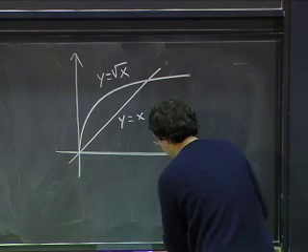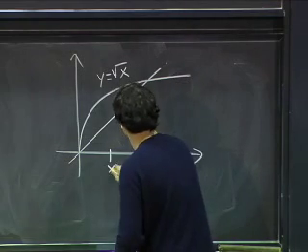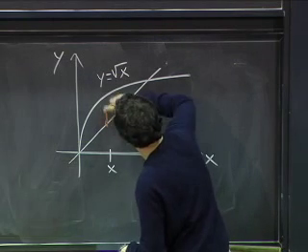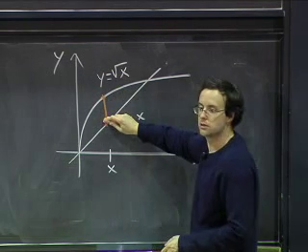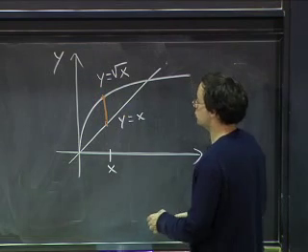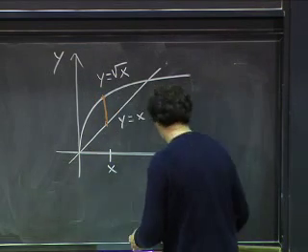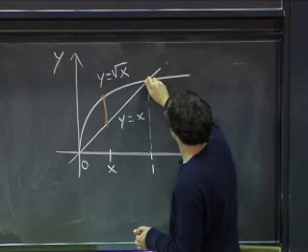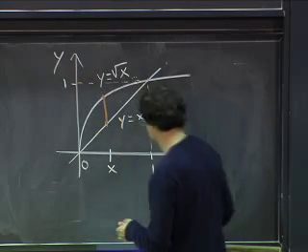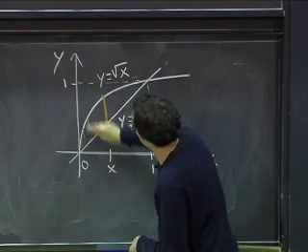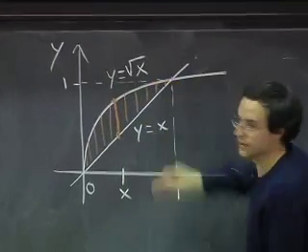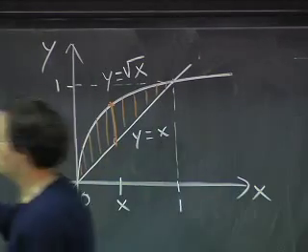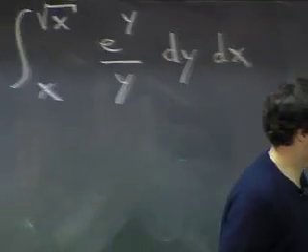For each value of x, I will go from y equals x to y equals square root of x. And I will do that for values of x that go from x equals 0 to x equals 1, which happens to be exactly where these curves intersect. So my region will consist of all this. Now, if I want to do it the other way around, I have to decompose my region.